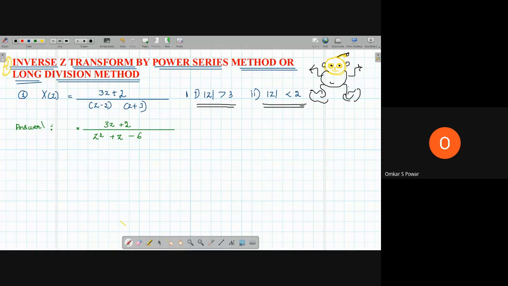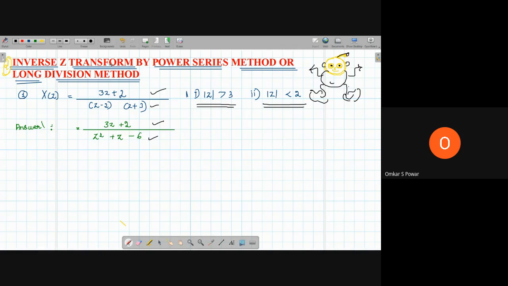How do you solve this one? First, you simplify. Write the numerator as it is, 3z plus 2. Then observe the denominator, (z minus 2)(z plus 3). Multiply it and simplify: z square plus 3z minus 2z minus 6, so z square plus z minus 6. I have simplified it because this multiplication you can do easily.